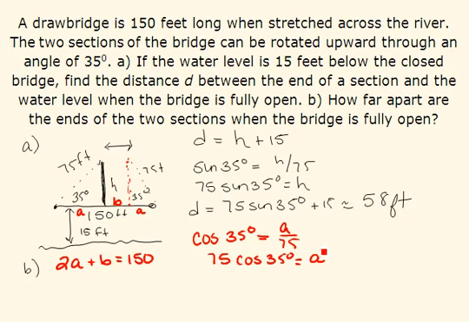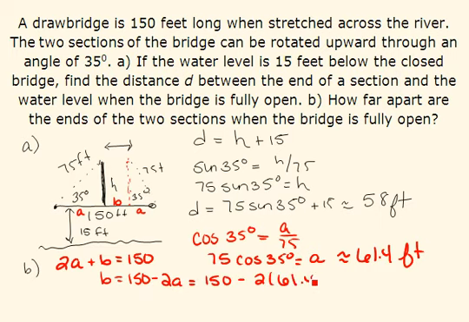Putting this into our calculator, we will get A to be approximately 61.4 feet. Therefore, to solve for B, we know that B is equal to 150 minus 2 times A, or 150 minus 2 times 61.4, giving us approximately 27 feet as the distance between the two tips of the bridge.